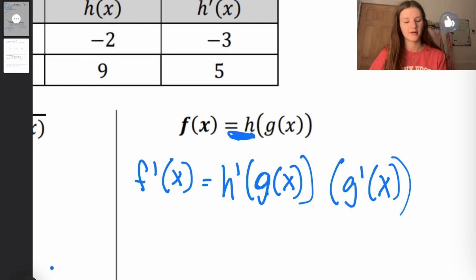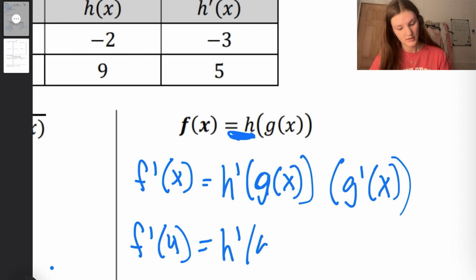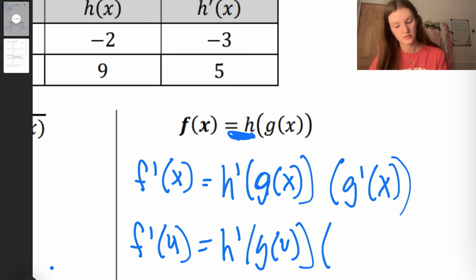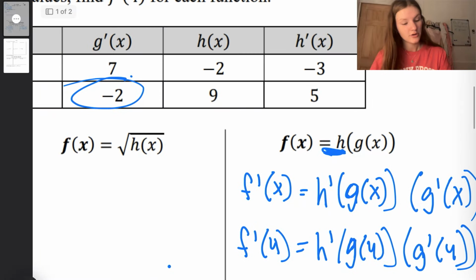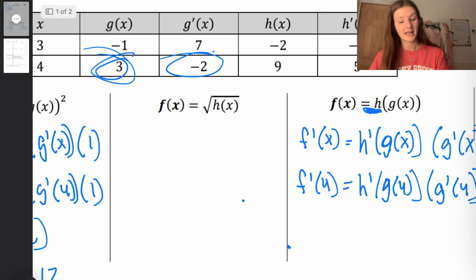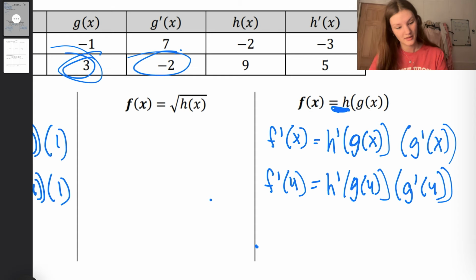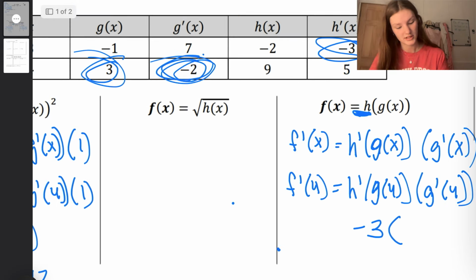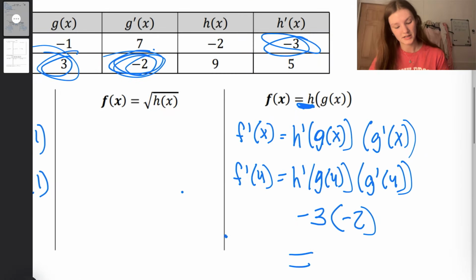Oh, okay, fun. Now let's plug in. What are we doing? 4. Okay, g at 4. So g of 4, we already did that, is equal to 3. So now we find the derivative of h at 3, which is right here. That's negative 3. So we have negative 3 times g prime at 4, which is negative 2. This is equal to 6.